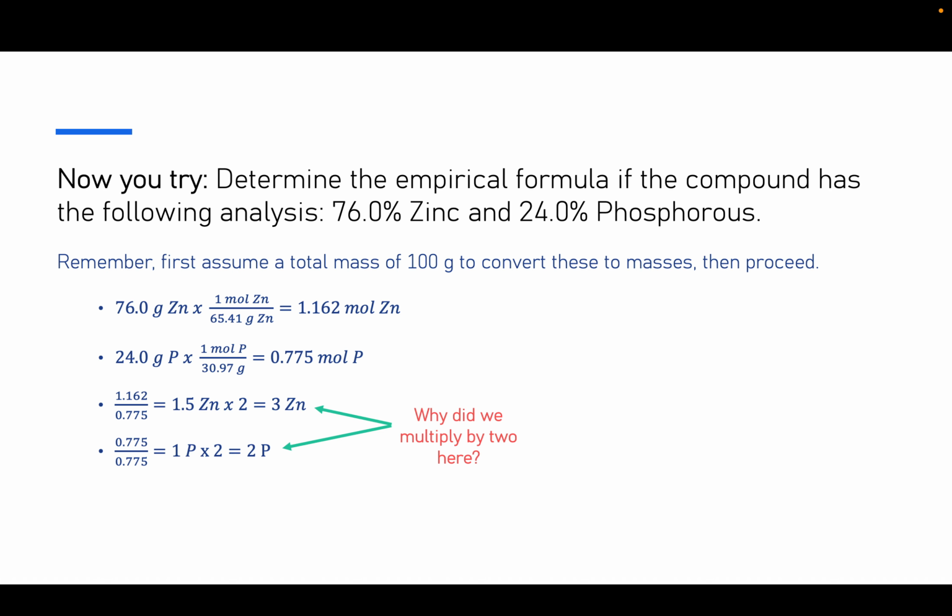So I needed to multiply by the smallest amount that would give me whole numbers, and that was 2 in this case. So then I end up with 3 and 2, and there I have my empirical formula.